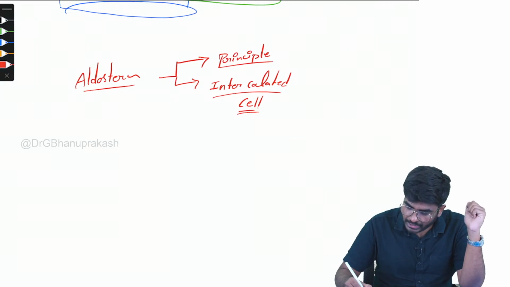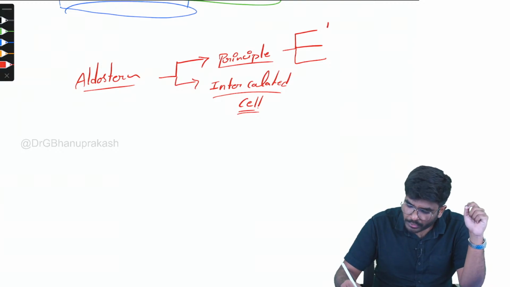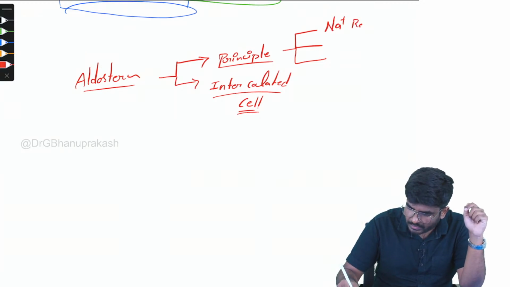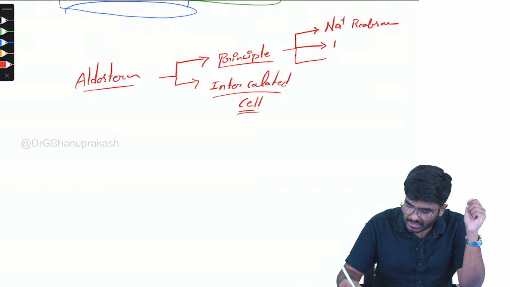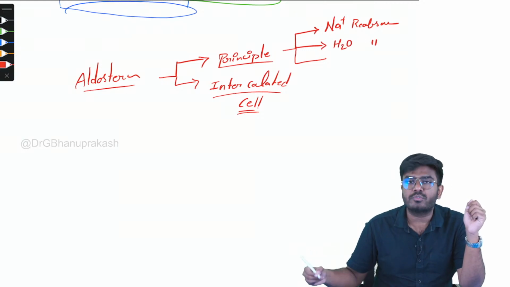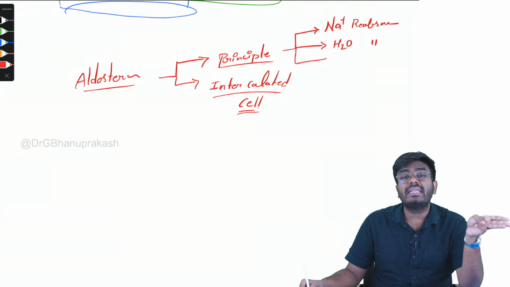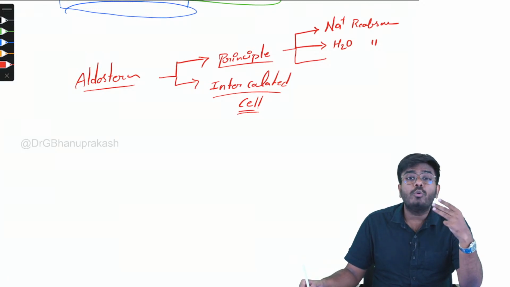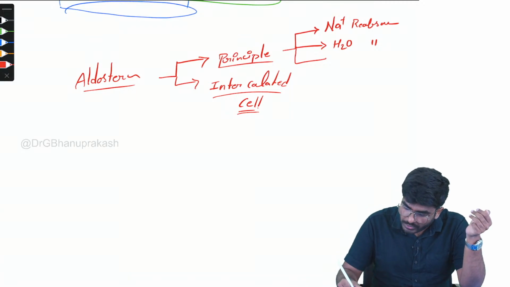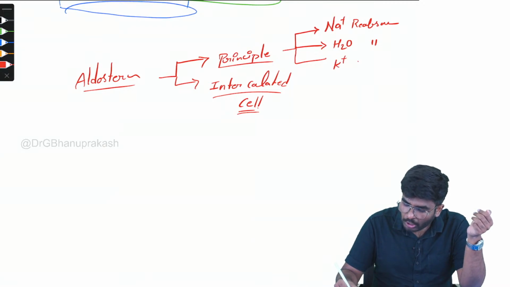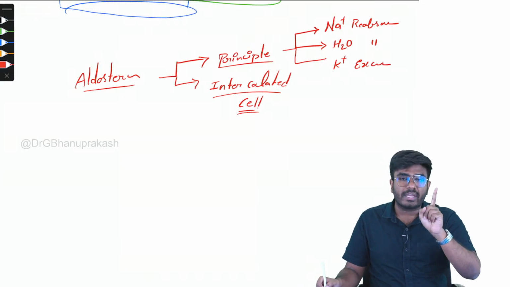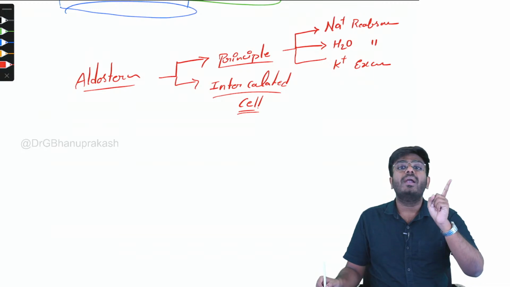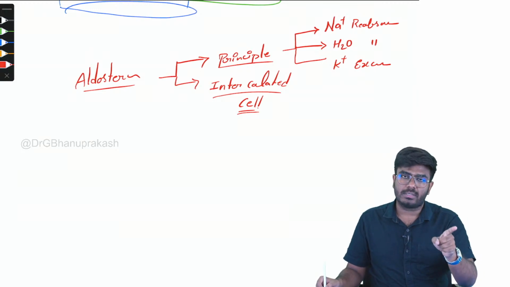Okay. Now if it acts on principal cells, what are the three important functions? The main important function is sodium reabsorption. When sodium is reabsorbed through the epithelial sodium channels, a little amount of water will also be reabsorbed. When sodium positive ions are getting into the cell, in order to maintain electroneutrality, potassium is going to leak out, potassium is excreted. So aldosterone is causing sodium reabsorption, water reabsorption, but potassium excretion.